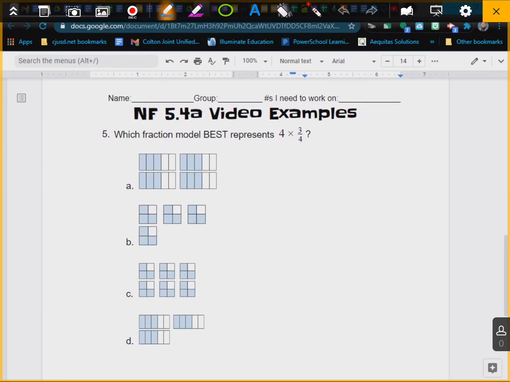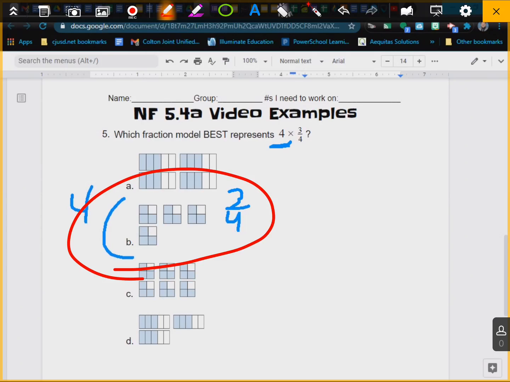Okay. Which fraction model best represents 4 times 3 over 4? So how many are we looking for here? 4 models. And in each model, there should be 4 little boxes, and 3 of the 4 should be shaded, right? So I see B is the only one that has 4 total, right? And I also see that there's 4 boxes, and of the 4, 3 are shaded. So B is our answer. B represents 4 times 3 over 4.